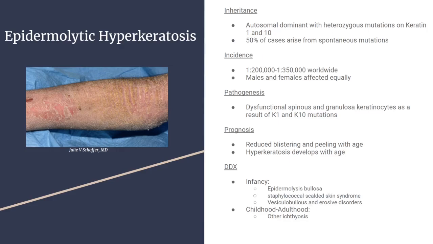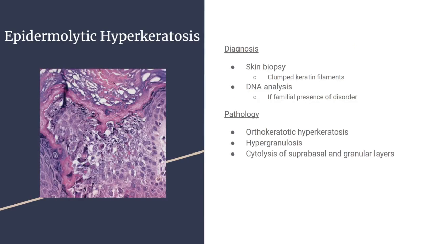Prognosis here, you're going to have reduced blistering and peeling with age, as you saw in those pictures in the previous slide. Hyperkeratosis develops, unfortunately, and those are more of the typical things that you'll see as this disease progresses. Now, the epidermolytic hyperkeratosis, that is kind of the key part of this, and that's what's shared histologically, or the described histological finding. Skin biopsy will show clumped keratin filaments, and DNA analysis can be done if there is a familial presence and you kind of have a suspicion. That can give you somewhat of a clue. Pathology-wise, you'll also see cytolysis of the suprabasal layers and granule layers, hypergranulosis, orthokeratotic hyperkeratosis.